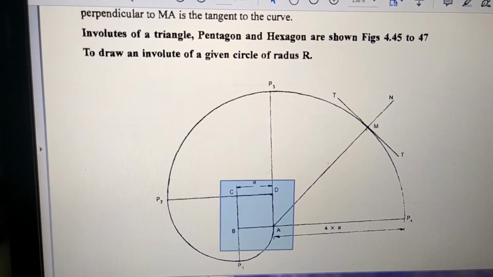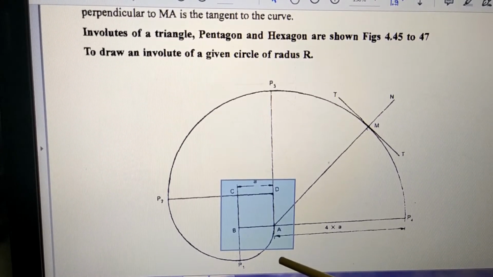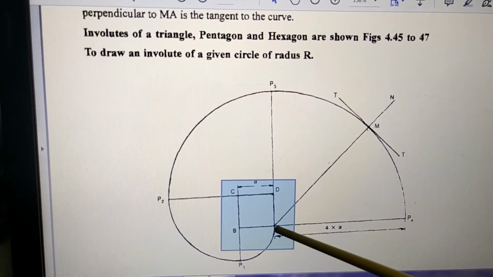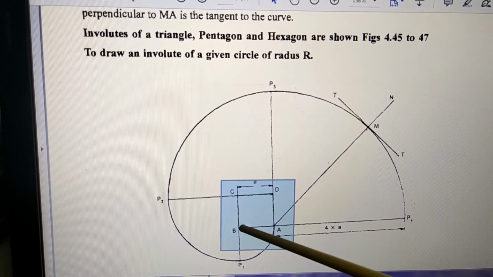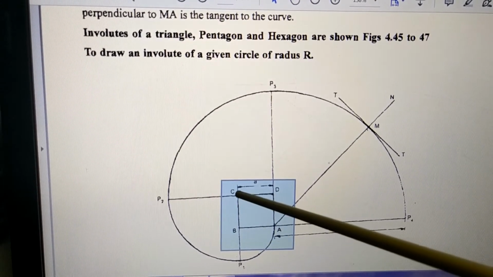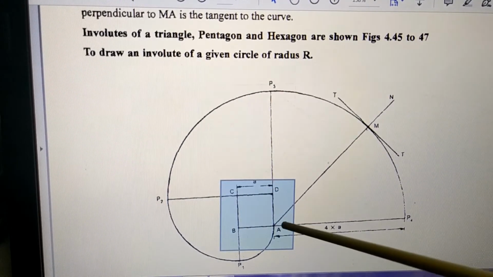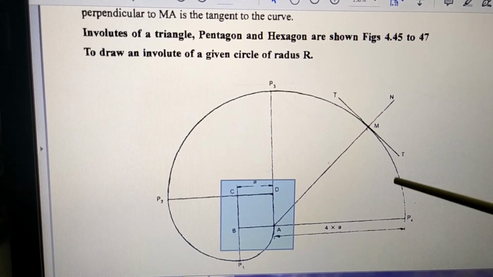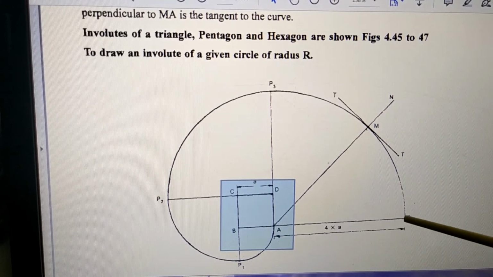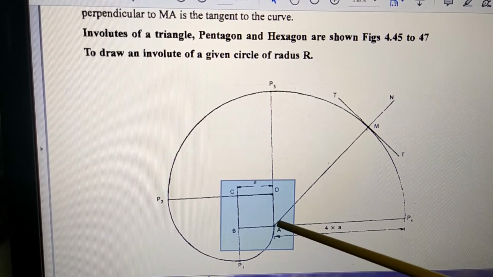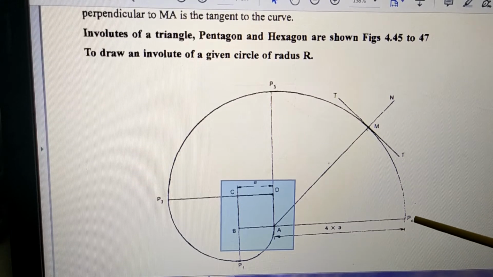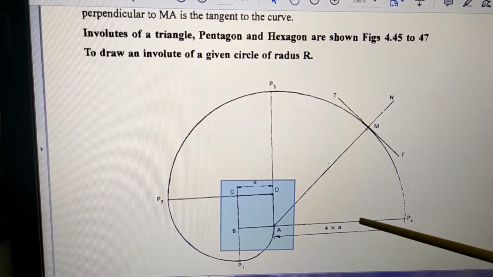So what have you done? You have drawn four quarter circles: one from center B, this much, next from center C, this much, next from center D, this much, and next from center A, this much. So that finally the thread of length 120 mm is seen like this. This is the length of the thread, 120 mm.